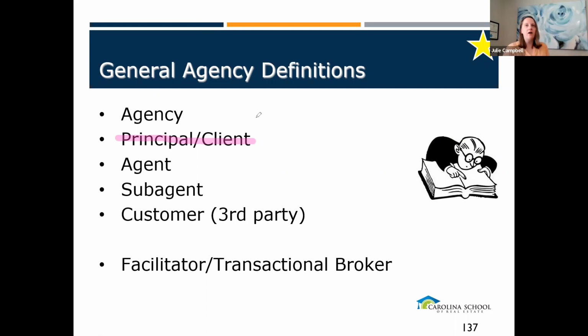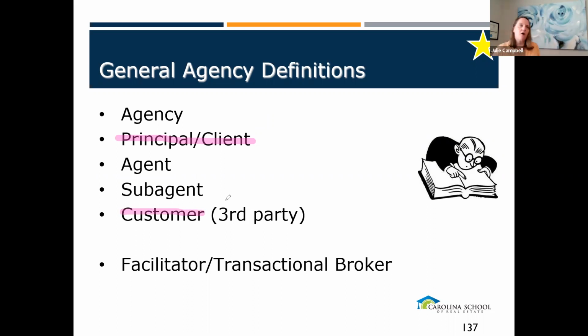The client is the one that hires us. They hire us to aid them in this transaction. How they hire us is through an agency agreement. And we will get into those agency agreements in Unit 8. So they enter into a contractually binding relationship with us. They hire us and they become my principal and my client. Those that don't, I'm skipping around just a bit, those that don't hire us is the customer.